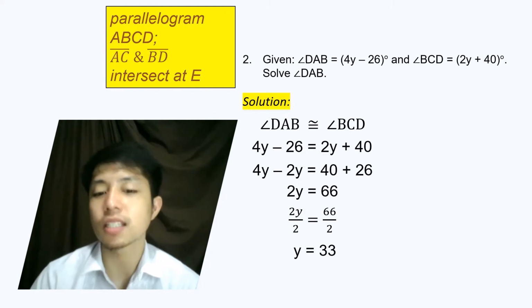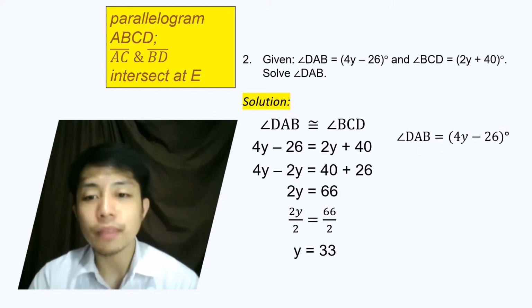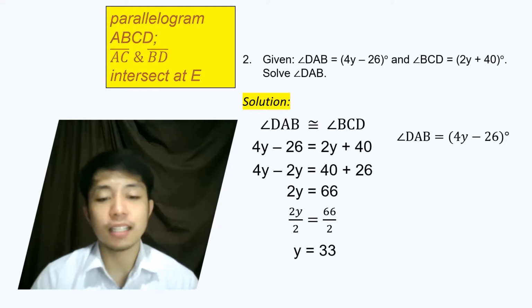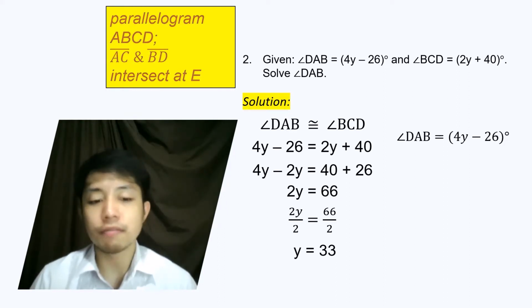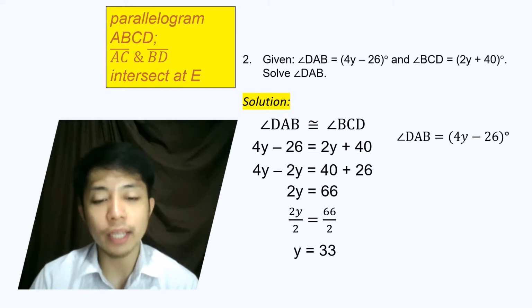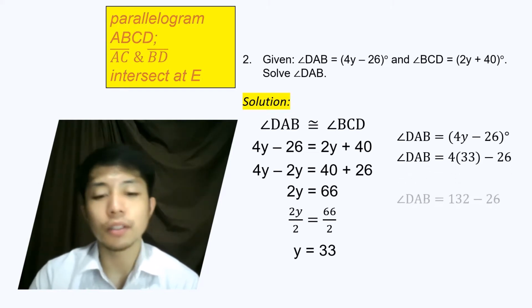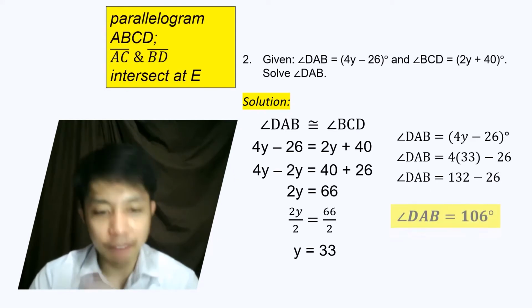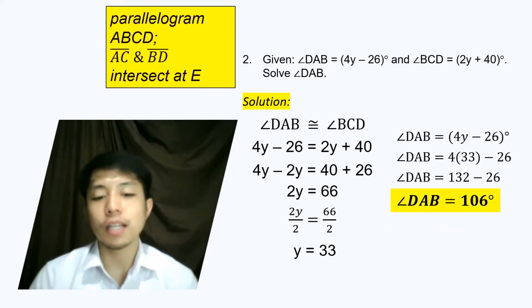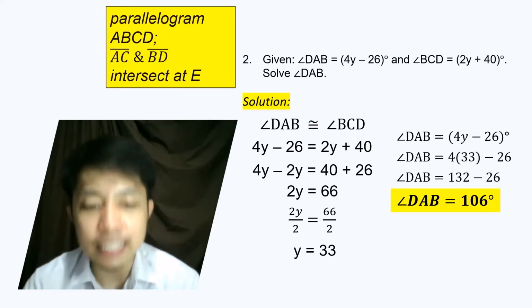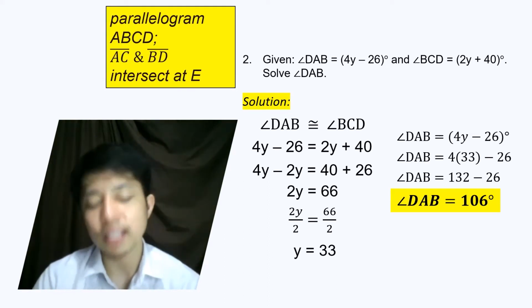Since angle DAB is equal to 4y minus 26 degrees, substitute the value of y in 4y minus 26, and the final answer is angle DAB is equal to 160 degrees. Alright, that's it.